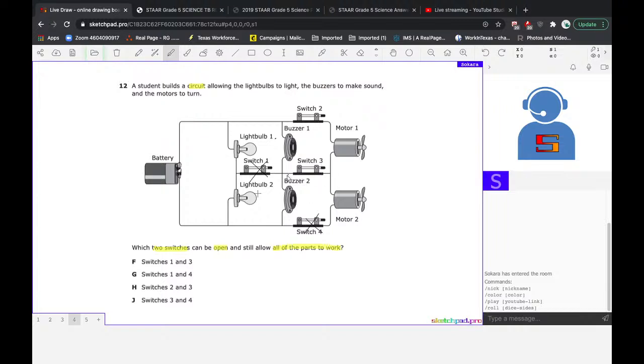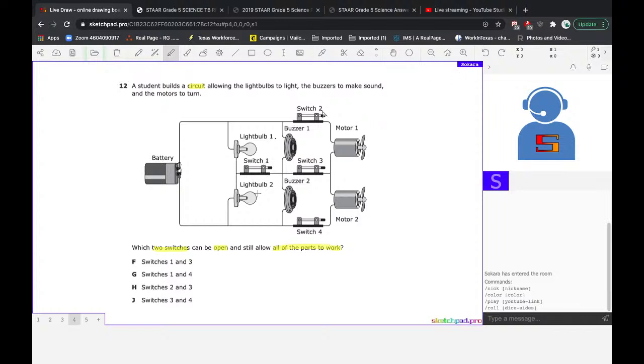We can't go this way because switch 1 is blocked, and we can't go this way because switch 4 is blocked. Due to the fact that we can't find a pathway from this part of the battery all the way to the other side of the battery, this answer choice is incorrect. Okay, now let's check the next answer choice. Answer choice H, switches 2 and 3.